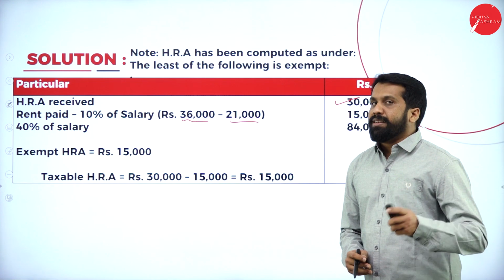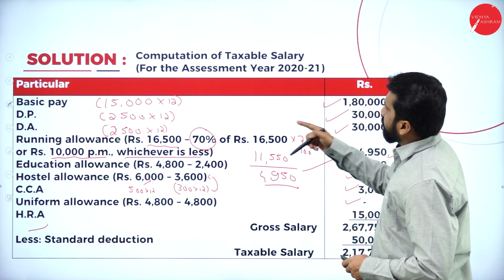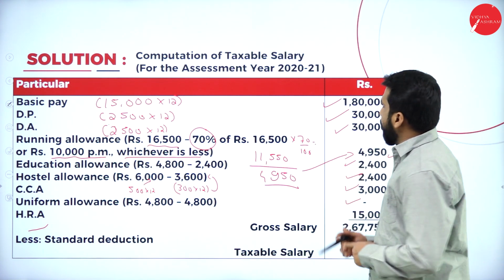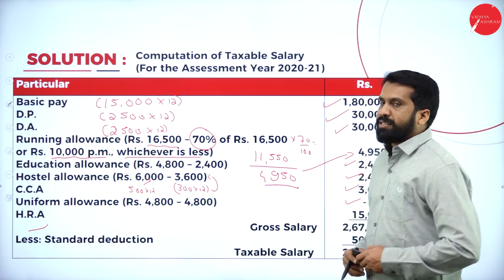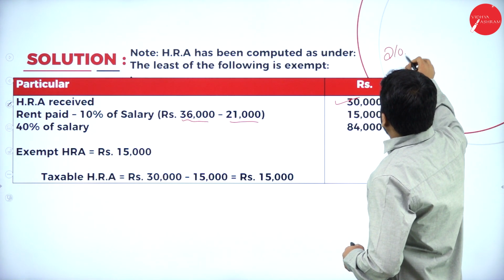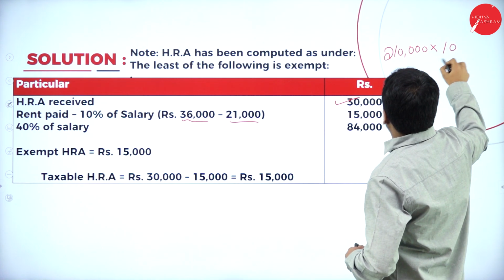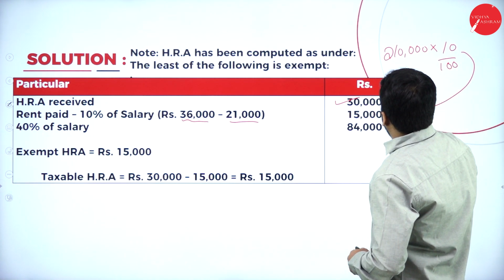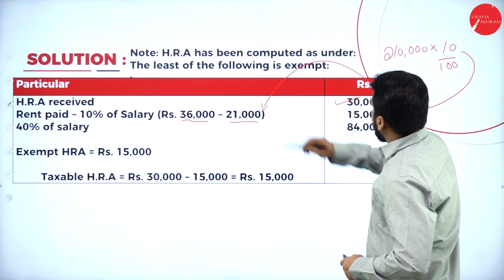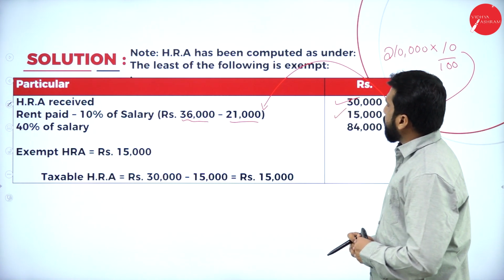We have considered only DA. Now, 1,80,000 plus 30, because the DP is nothing but on percentage basis, so it is a part of your salary. 180 plus 30, it is 2,10,000. Now, 2,10,000 multiplied with the percentage, 10%. So this will be 21,000. This is your 21. 36 minus 21, you will get 15,000.